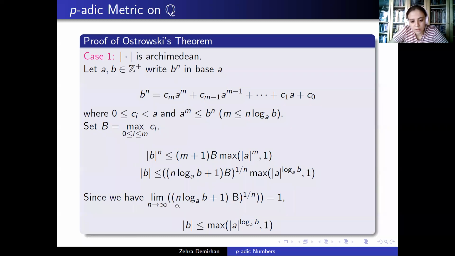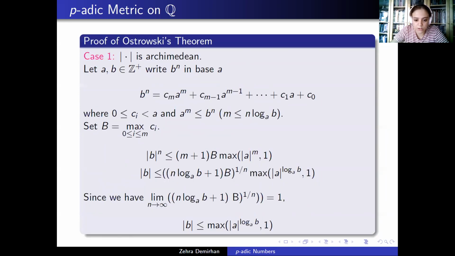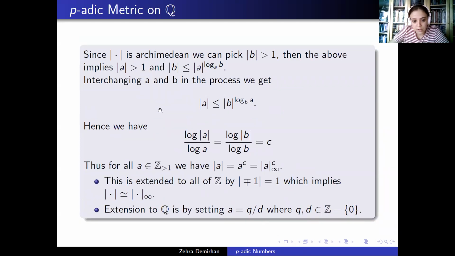So we have this inequality, but we can write it in an easier way. Since we know that this term inside approaches 1 as n goes to infinity, we can replace this whole term by 1, and we are left with this inequality here. Further, remember that at the beginning, we said that our norm is Archimedean. So we can pick an integer b such that the norm of this b is greater than 1. Then this inequality implies that the norm of a is greater than 1, and the norm of b is less than or equal to the norm of a to the power logarithm base a of b. Now, if we interchange the roles of a and b in this process, we get the similar inequality here.